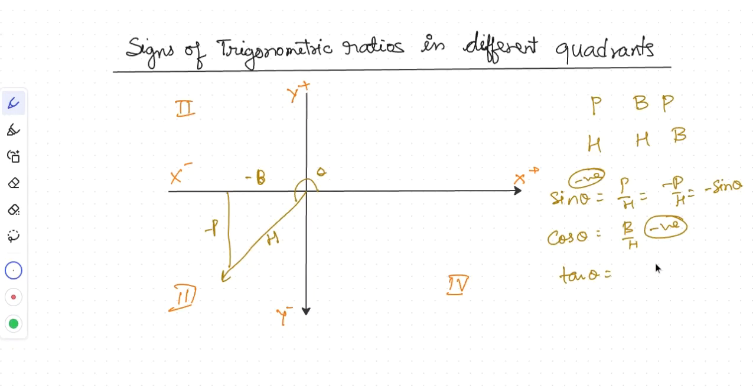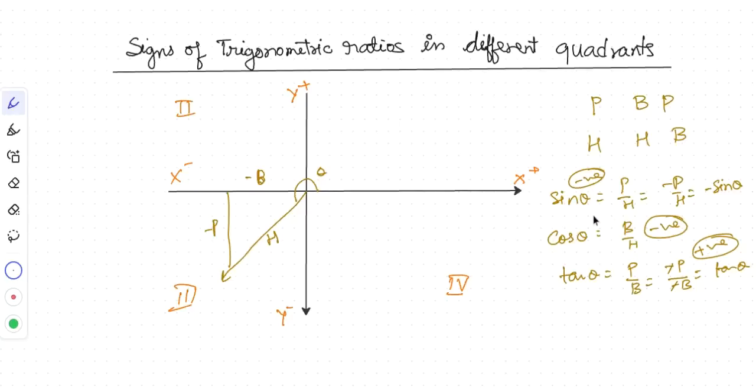Tan theta. Tan theta is given by perpendicular divided by base. Perpendicular upon base. In this case, both perpendicular and base are negative. So we have minus p over minus b. The minus sign gets cancelled, and we have tan theta positive in the third quadrant. So this is equal to tan theta, which is positive in the third quadrant.